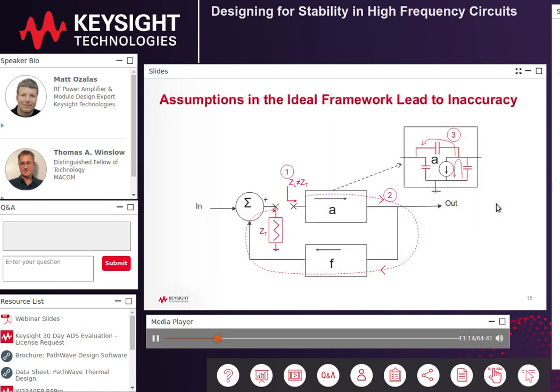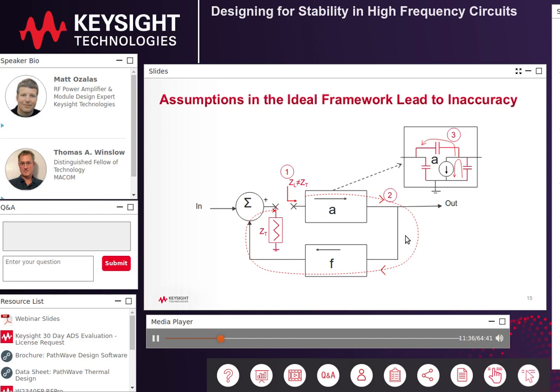Now, there are certainly simplifications that go into the approach. First off, the loop was physically broken and terminated with some arbitrary impedance, and that's not realistic. Second, the OSTest element runs the tests in one direction only. In real life, the signals travel bidirectionally. They go forward through the feedback network, and they also go backwards through the amplifier.